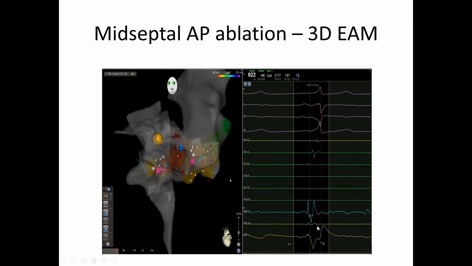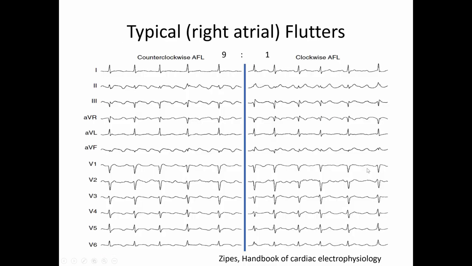The critical point when you have these accessory pathways in this septal region is to make sure there's not a His signal in sinus rhythm when you block the accessory pathway. And there are maneuvers that you can do to block the accessory pathway before you ablate, to work out whether there's actually a His signal underlying this region.